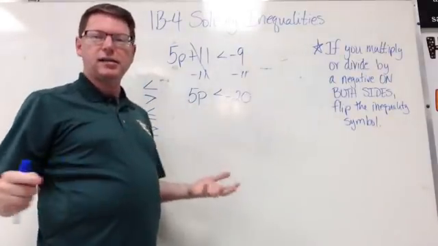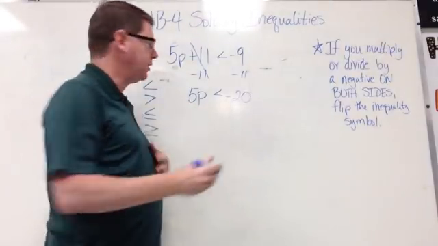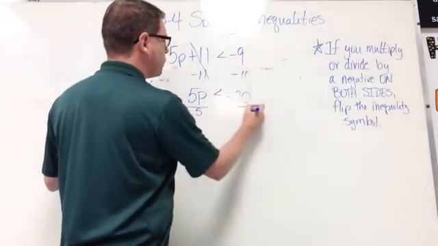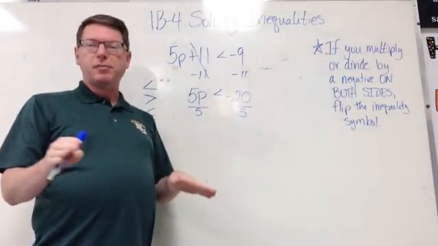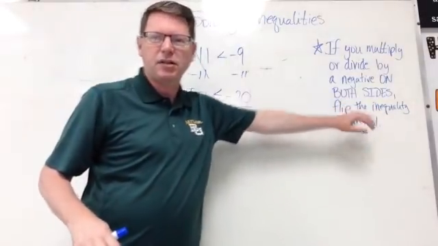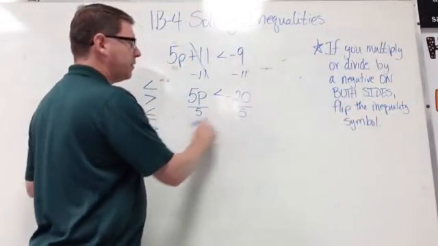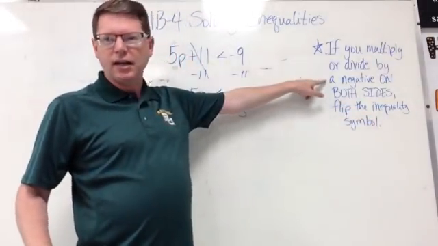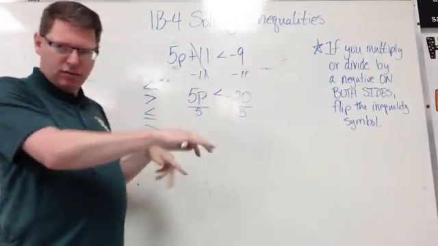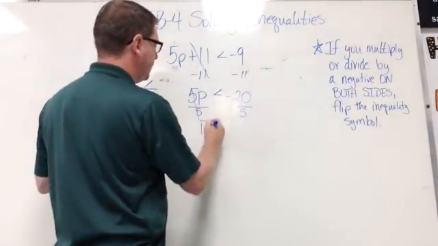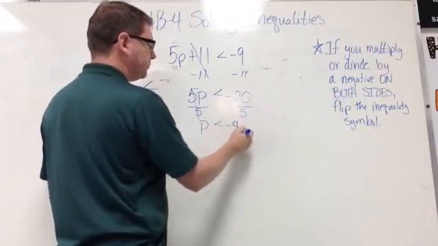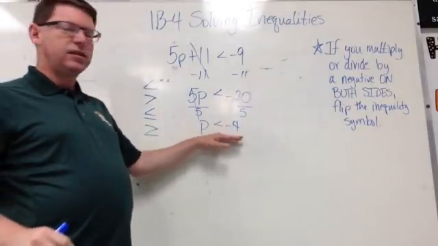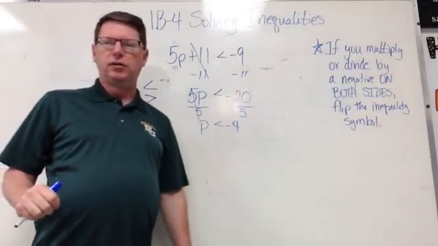To get p by itself, which is my goal in solving an inequality, I'm going to divide both sides by 5. Now, is 5 negative? No. 5 is positive, so I don't pay attention to this. I'm dividing by 5 on both sides, but I'm not dividing by negative 5. So I just do normal. This becomes p is less than negative 20 divided by 5, which is negative 4. So the answer to this inequality is p is less than negative 4.